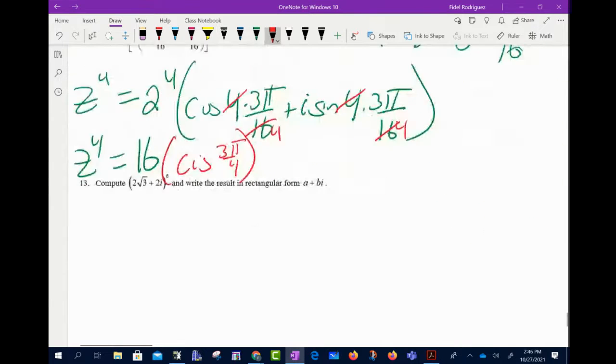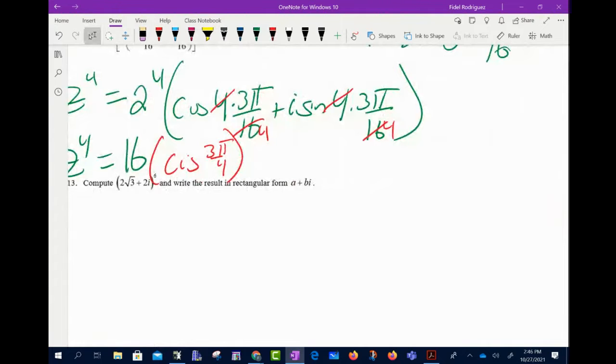So like John says, it's a good idea to write out the cosine of your angle plus i sine of the angle, and then write your abbreviation so that you understand you really have the two parts, right?